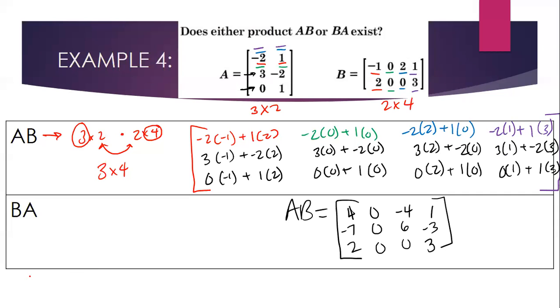So following what we did up top, if we were to check B times A, what are the dimensions of B? 2 by 4. What are the dimensions of A? 3 by 2. Are the number of columns and the number of rows equal? No, sad day, womp, womp, womp. So this means that it's undefined. When that doesn't happen, it is undefined.